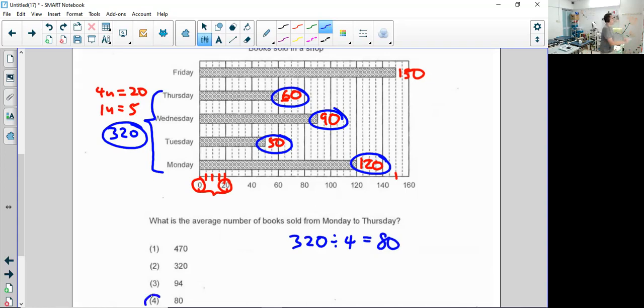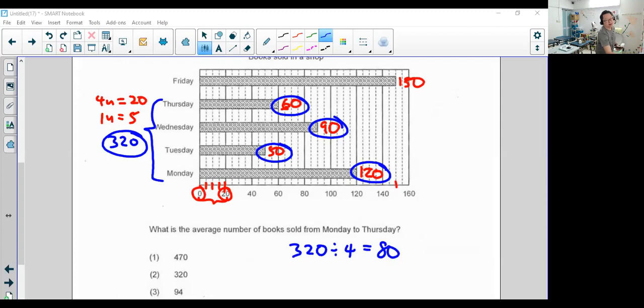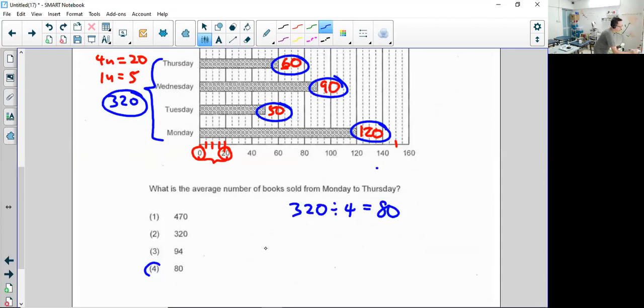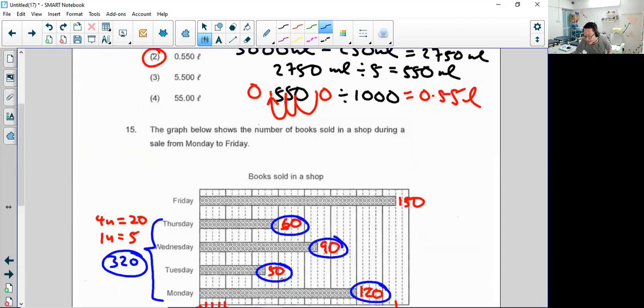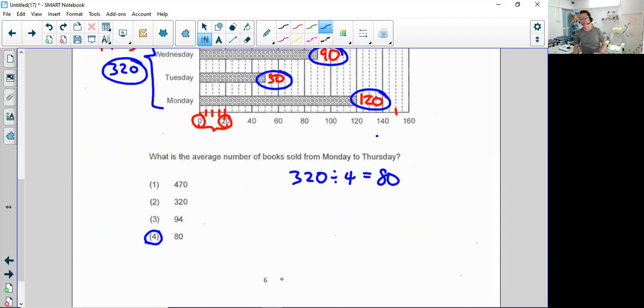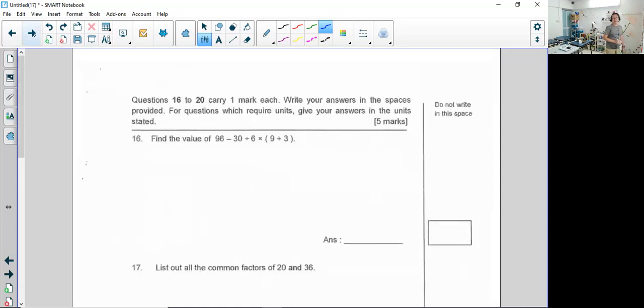Okay, let me double check. So what's the answer? Okay, hang on. Let me just have a quick check to make sure that our answer is correct. Okay, this is question number 15, and the answer is 4. Yes, correct. Okay, so we are done with the first half of the paper 1. So let's move on to the 16 to 20, the easy ones.